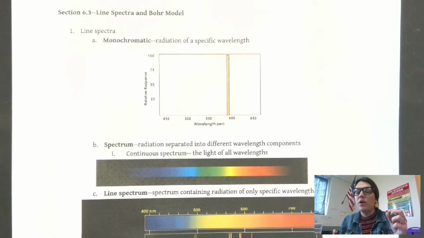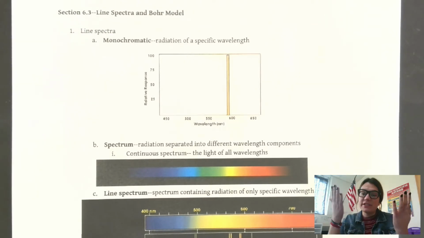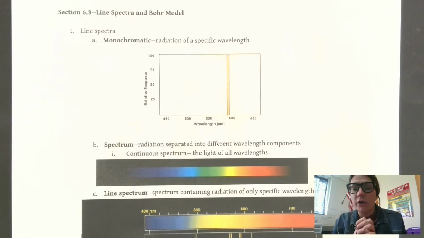Okay, so in 6.1 and 6.2 we talked about the fact that light has wave characteristics, meaning it has a wavelength and a frequency. Okay, and then we also talked about these chunks of energy called photons. So now we're going to take the idea that light is waves and these chunks of energy and talk a little bit more about how that relates to chemistry.